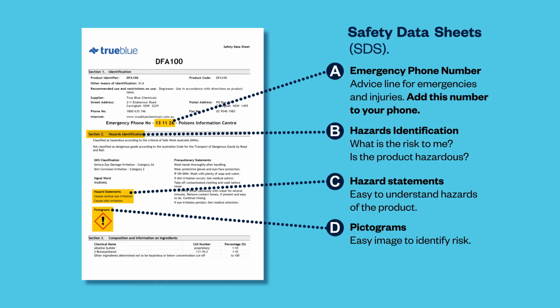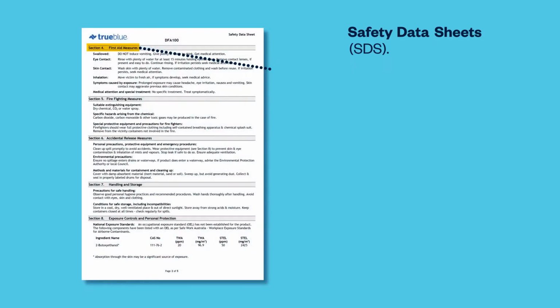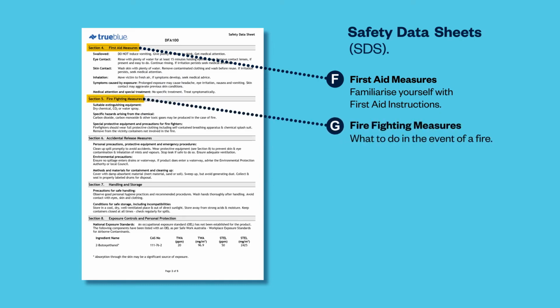Section 3 discloses all the ingredients which make a product hazardous. It's important to note that this is not a full composition disclosure, only those that pose a risk to the user when exposure occurs. Section 4 is the first aid section, that is, what to do in the first instance when you come in contact with the chemical. Section 5 features what to do in the event of a fire.